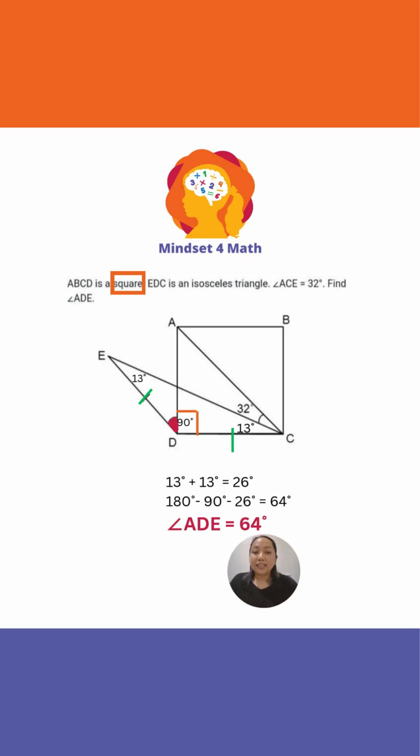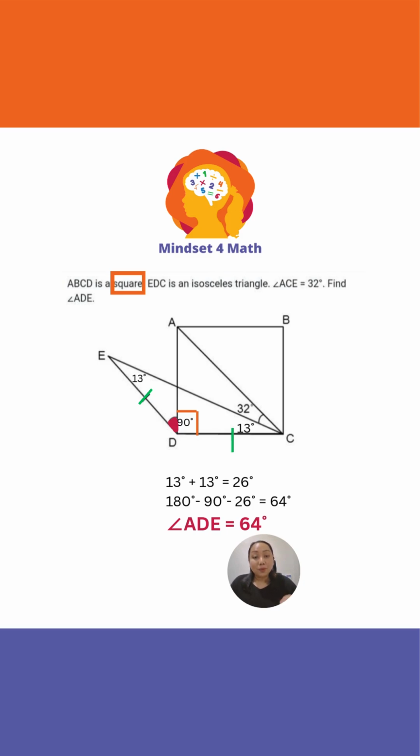This means that if I add 13 and 13 and 90 and the angle EDA, or the one that I marked red, I will get 180 degrees because the sum of the angles of a triangle is equal to 180 degrees.